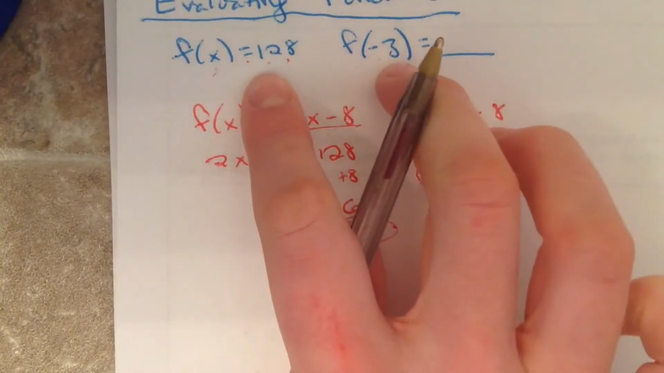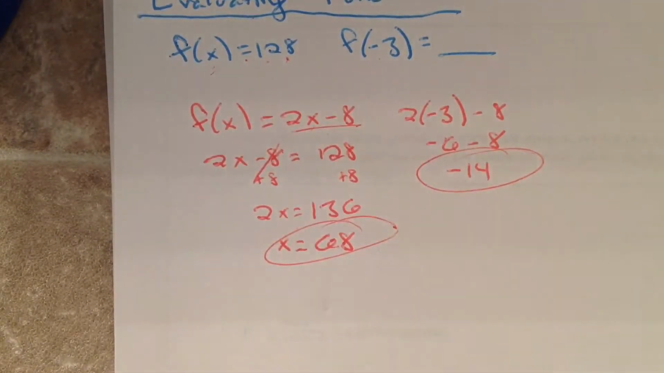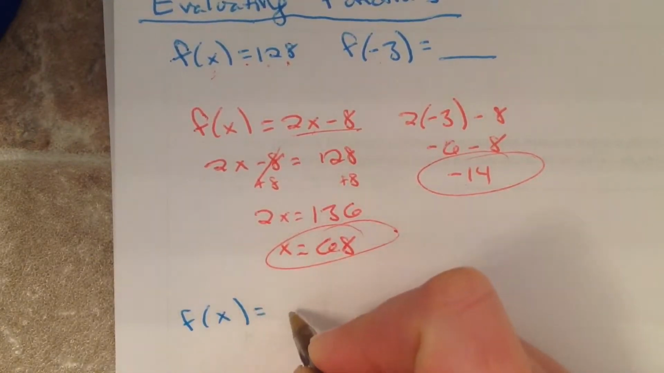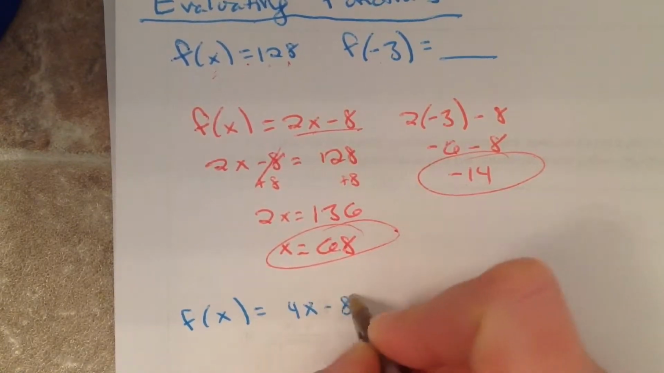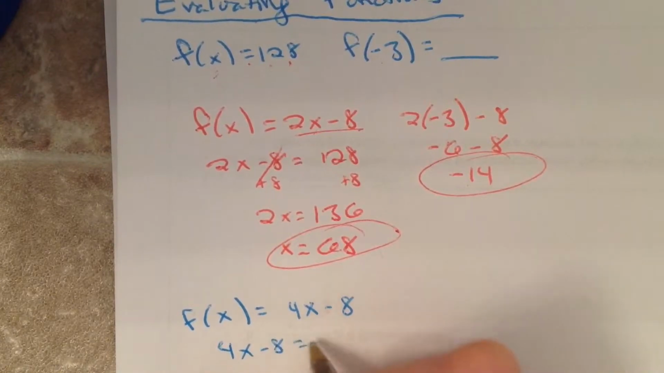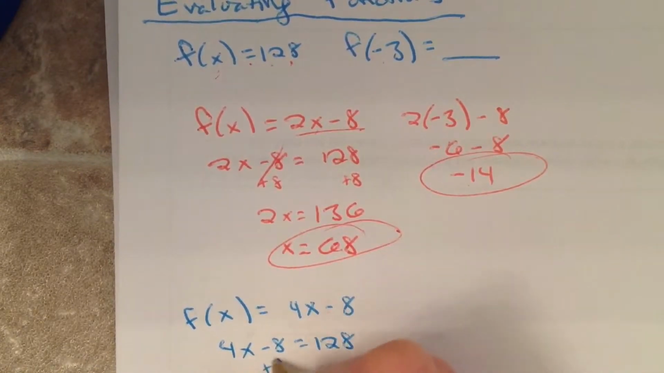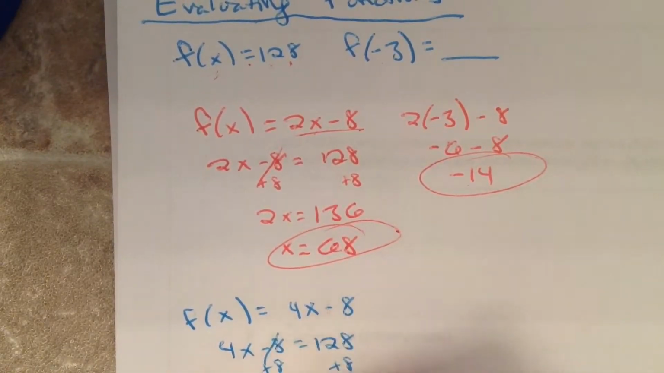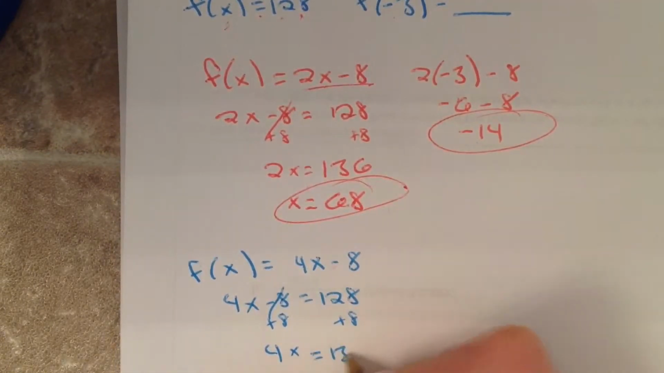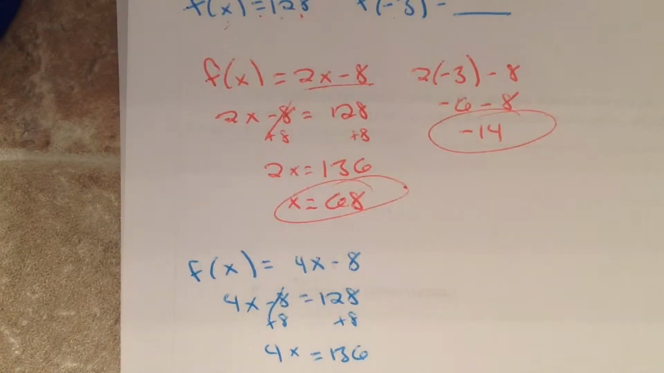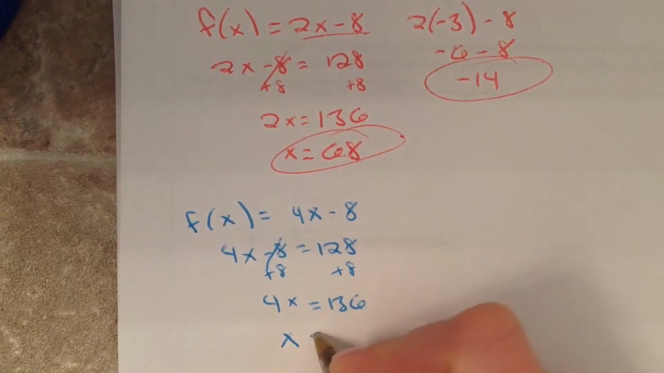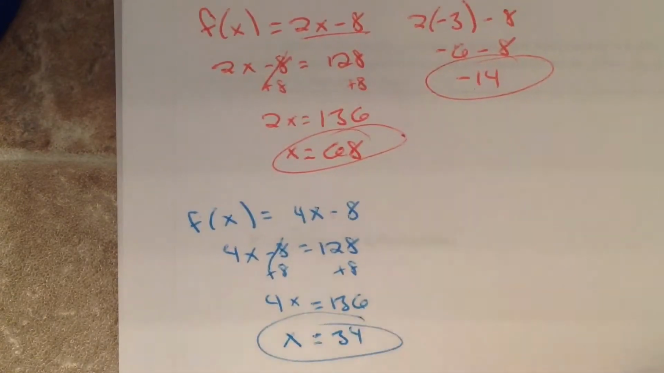Let's keep the same two conditions but with a different f of x. So in this case, let's say f of x equals 4x minus 8. First, setting it equal to 128, we say 4x minus 8 equals 128. Add 8, add 8. So 4x equals 136. 136 divided by 4, in this case x equals 34.